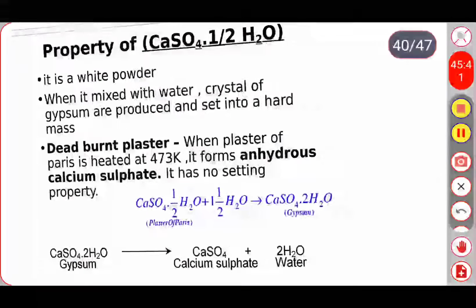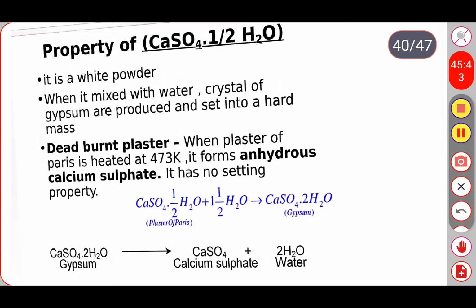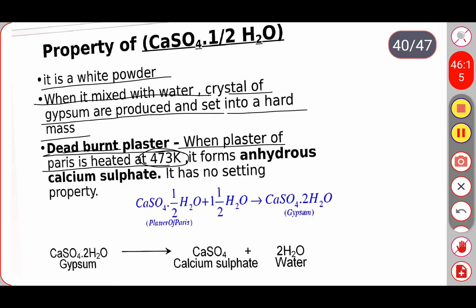So see the properties of POP. It is a white powder. When it is mixed with water, crystals of gypsum are produced and set into a hard mass. The next property is dead burnt plaster. When plaster of Paris is heated at 473 Kelvin, it forms anhydrous calcium sulfate. Anhydrous calcium sulfate means it does not have any water content. It has no setting property.